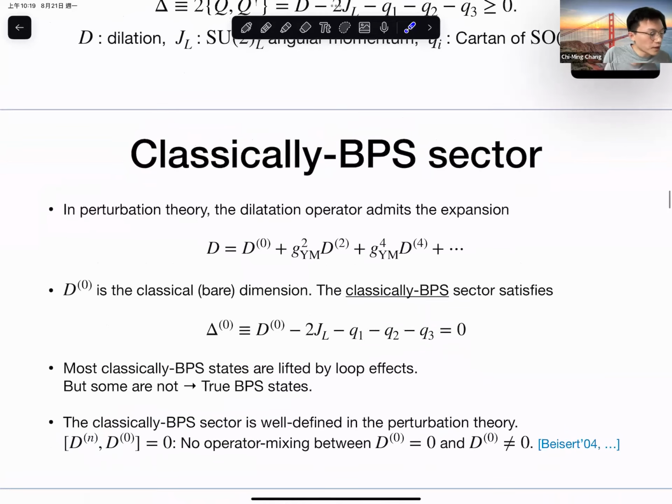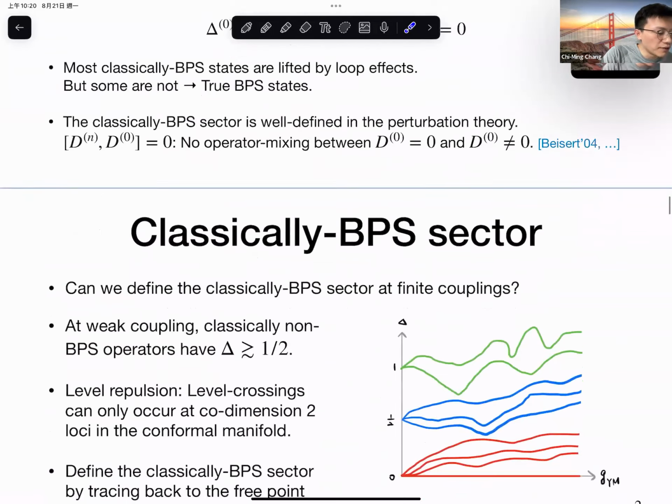You may think that the classically BPS sector is only defined at zero Yang-Mills coupling, but actually it can be well defined in perturbation theory. That is because the higher-loop anomalous dimensions commute with the classical dimension, which basically follows from power counting in perturbation theory. So there cannot be operator mixing between the operators in the classically BPS sector and the operators outside of it. So this sector is well defined in perturbation theory, and we can further argue that it is well defined even at finite coupling.